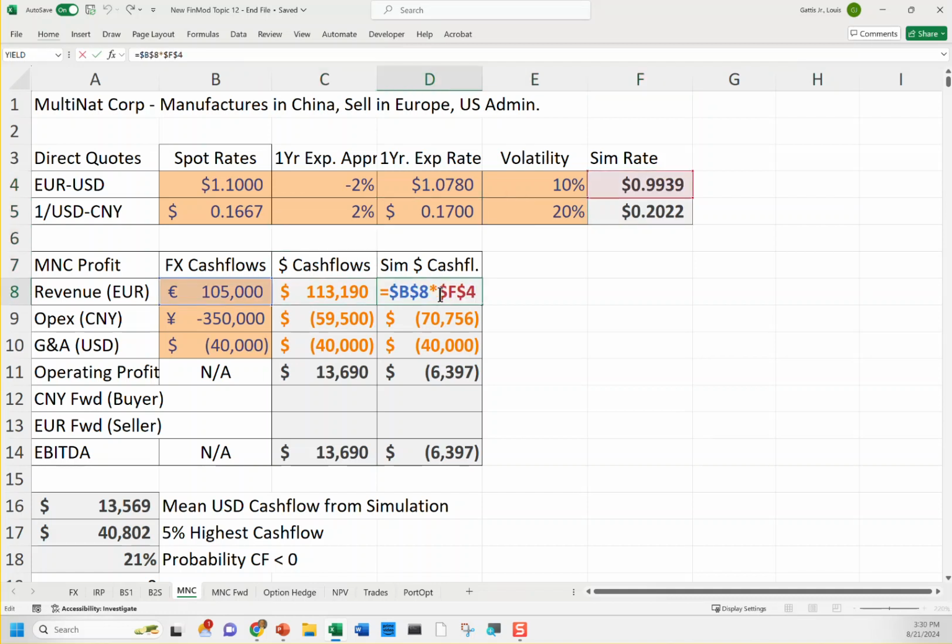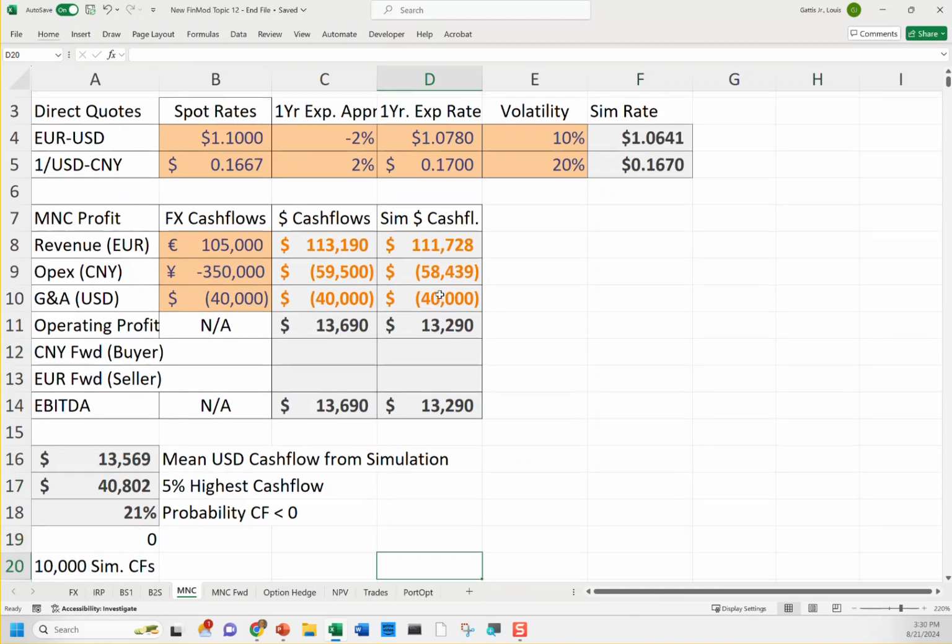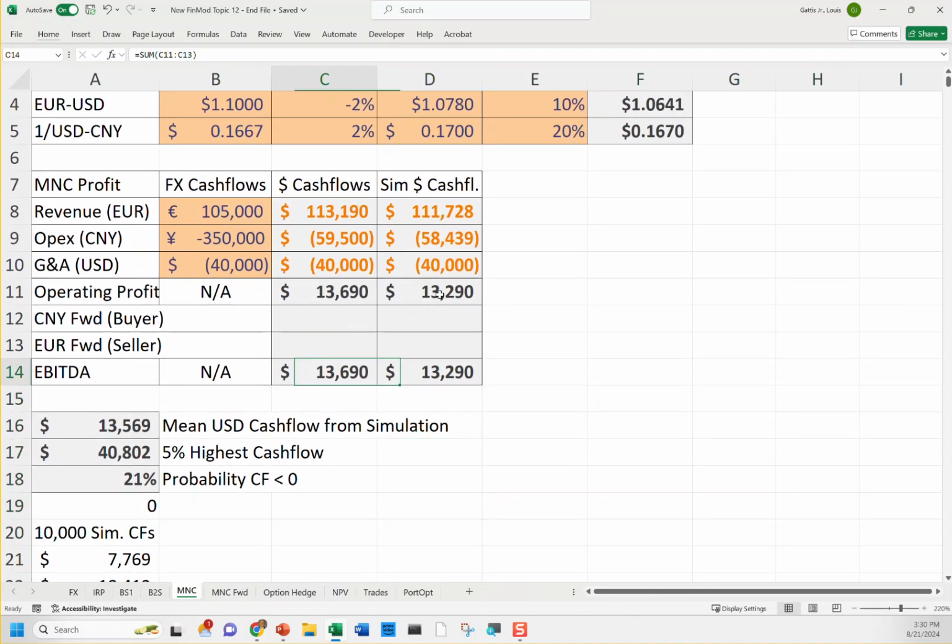Now I have simulated cash flow. Well, that 105 is going to change based on every iteration. That 350 can have a new dollar value based on every iteration. So now every time I hit F9, assuming that the two exchange rates are uncorrelated, I get a new profit. And then I created a macro to copy this number 10,000 times.